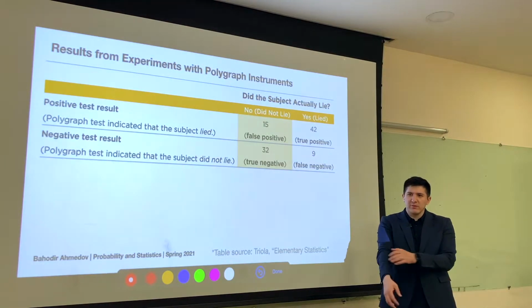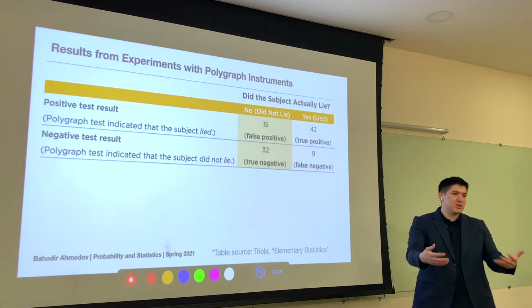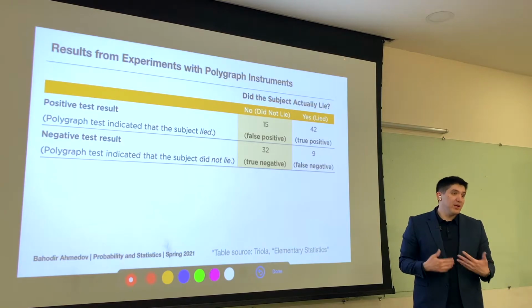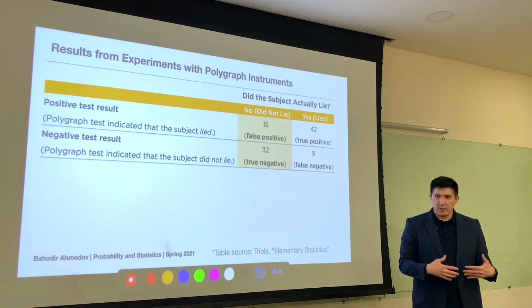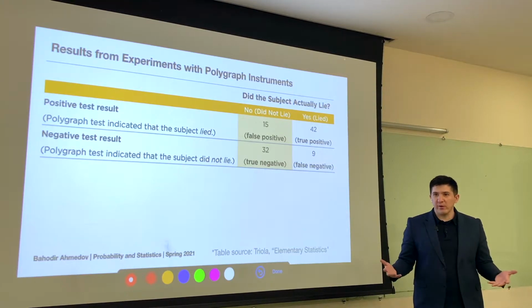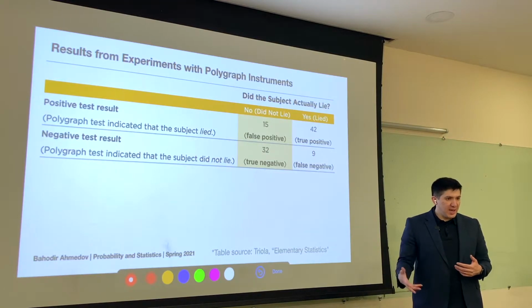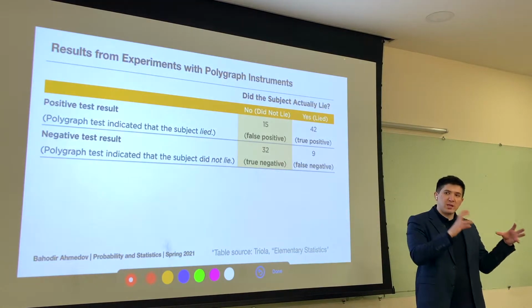You plug in lots of instruments to you, and someone is going to ask you a question. And if you lie, the instrument is going to tell you that the subject is lying. But obviously, this polygraph instrument doesn't work perfectly, and it has some error. So when the polygraph test is positive, we call this positive. It means that the polygraph is claiming that the person lied.